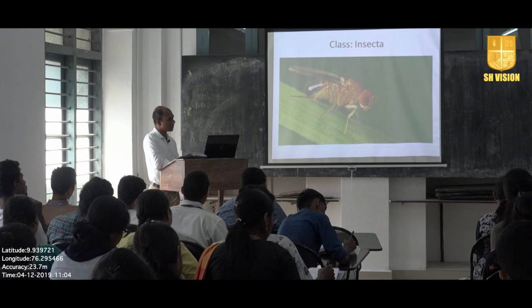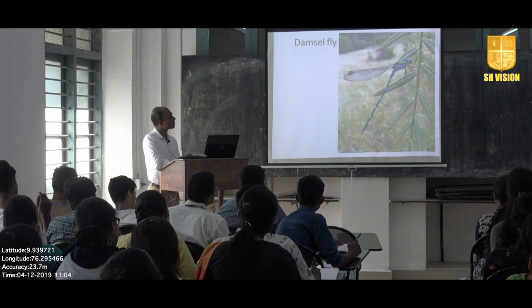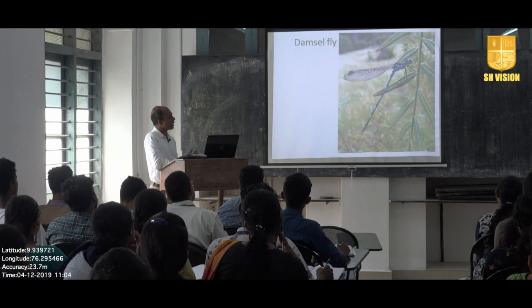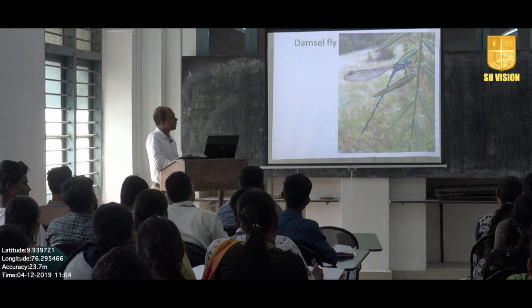So, some examples. This is a damselfly. There are numerous species of damselfly. Most of them are very beautiful. They lay their eggs in streams or freshwater habitats, and their eggs hatch out, and the larva is aquatic, and when they metamorphose, their adults will fly.